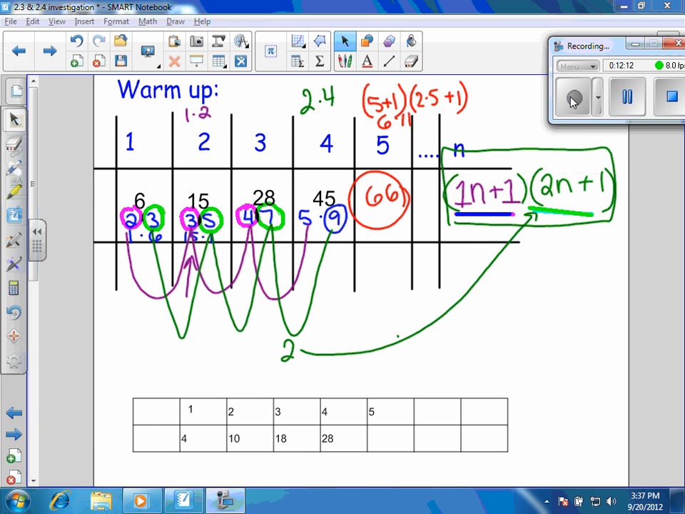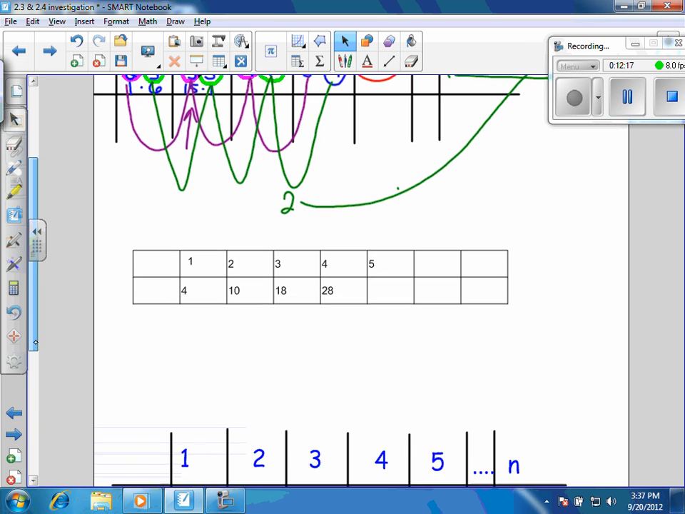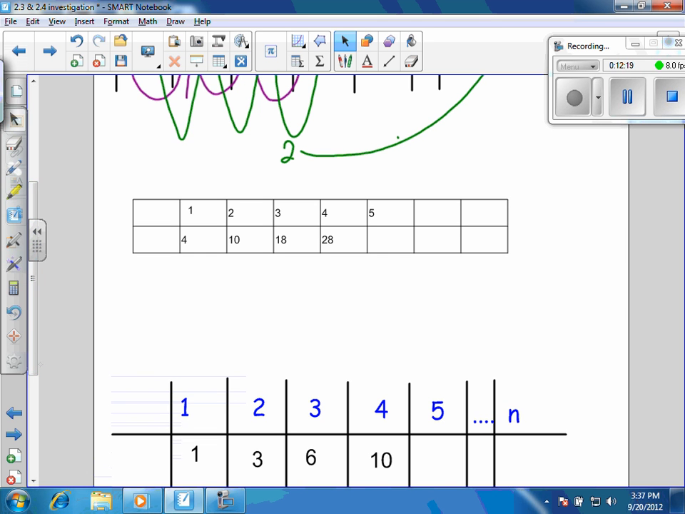Okay, so let's do a new problem. So we're going to do all the same steps. So we're going to calculate the first difference. And that's 6. And then 8. And then 10. Does that make sense? So this would be like your term.